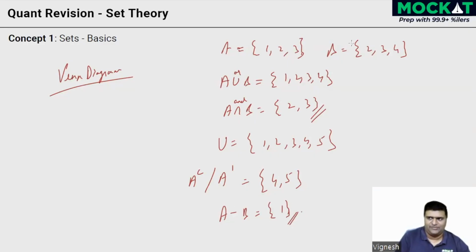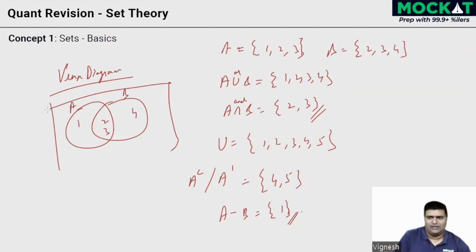Whatever is present in B, if I remove 2 and 3, then I'm left with just 1. It's not often asked, but it can be looked at from a Venn diagram perspective, right? So A and B, you have 1 here, you have 4 here, you have 2 and 3, and in the universe, you're also going to have a 5, right? Which is outside.